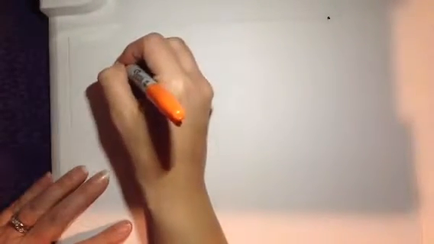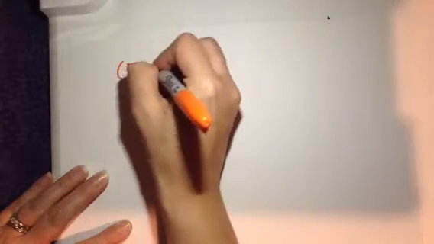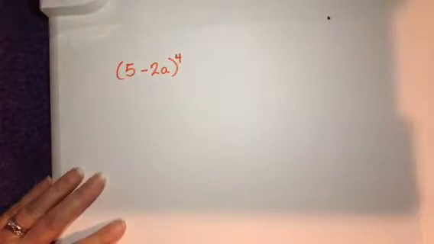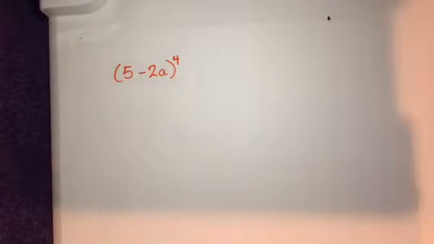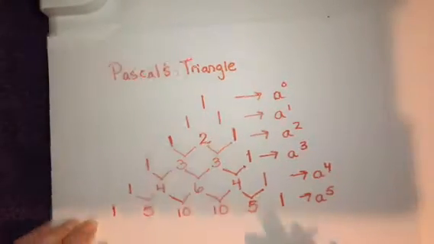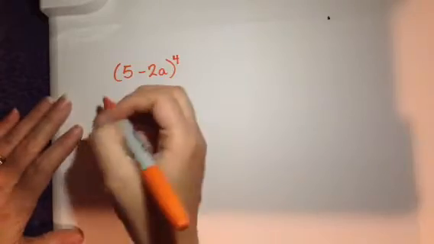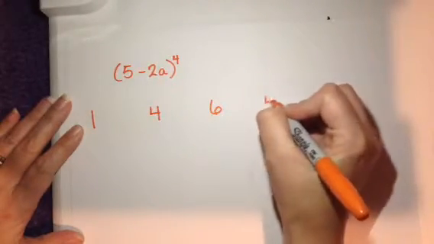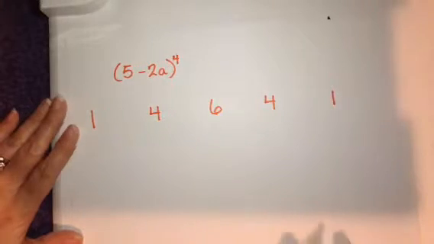All right, let's try one a little bit harder than that. Let's do one where we have a lot of constants. 5 minus 2a to the fourth power. Okay, again, the power is 4, so start by writing your coefficients down. 1, 4, 6, 4, 1.